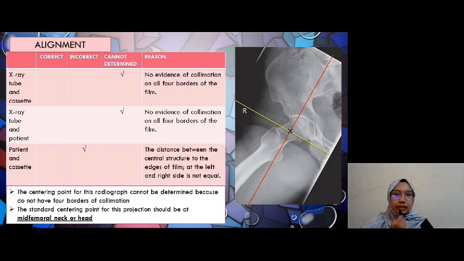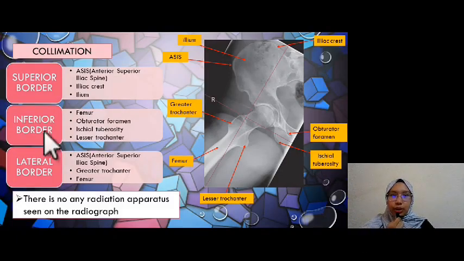Next, for collimation. At the superior border, structures that should be included are the ASIS, anterior superior iliac spine, iliac crest, and ilium. At the inferior border, structures that should be included are the femur, obturator foramen, ischial tuberosity, and lesser trochanter. At the lateral border, structures that should be included are the ASIS, greater trochanter, and femur. There is no radiation apparatus seen on the radiograph.